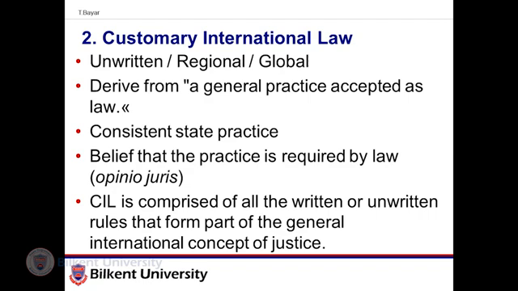And there also must be the belief that it is required by law. So if we were to write laws on this issue, we would have written it in such a way. Opinio juris: the belief that this is law.